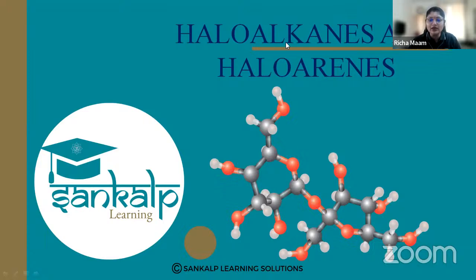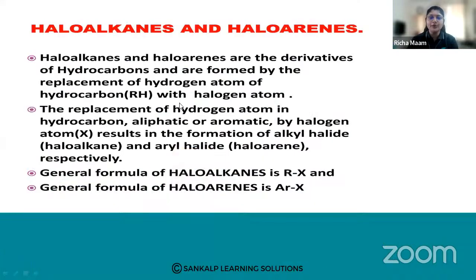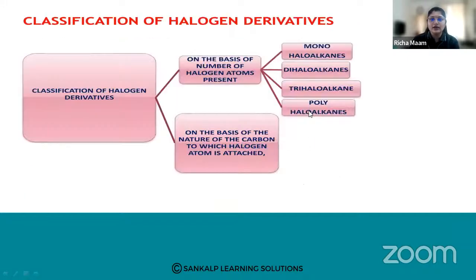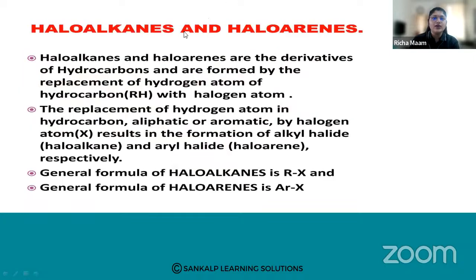Now, what do you mean by the word haloalkanes, and haloarenes? First we'll see what the words mean. Haloalkanes are known as alkyl halides. These are the halogen derivatives.